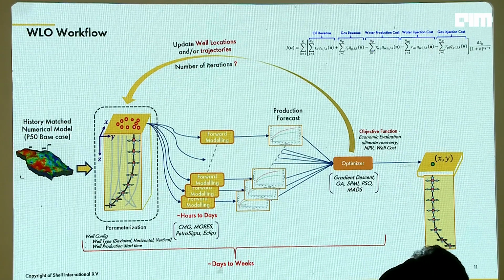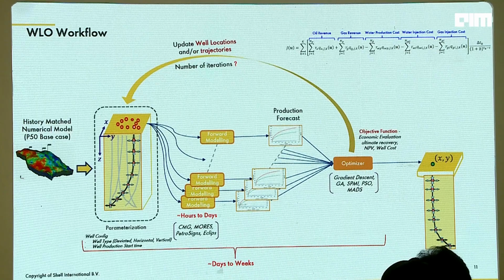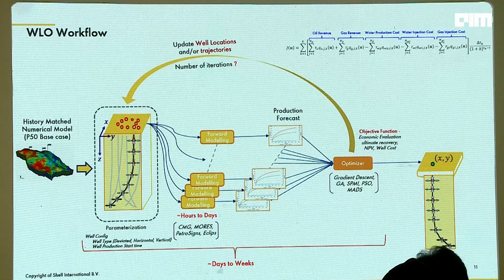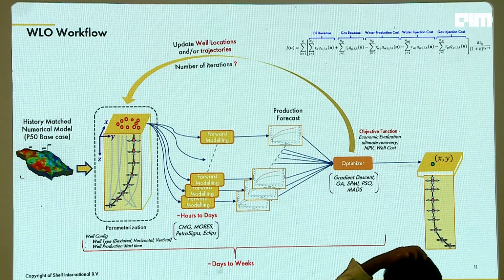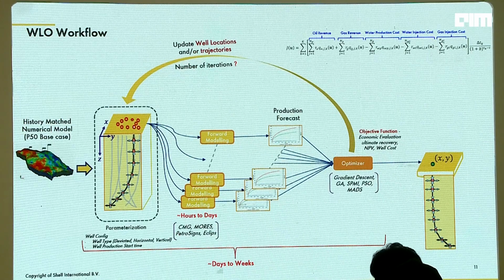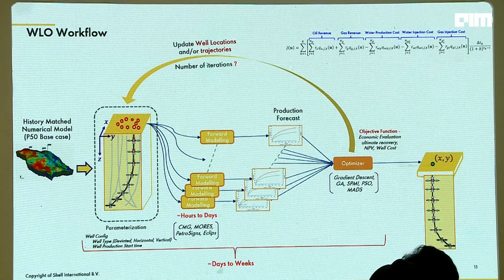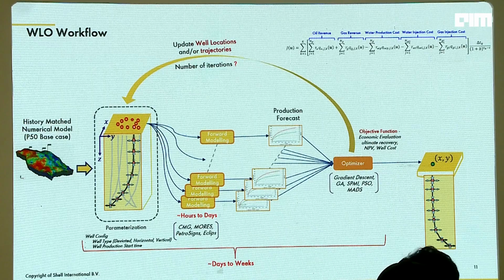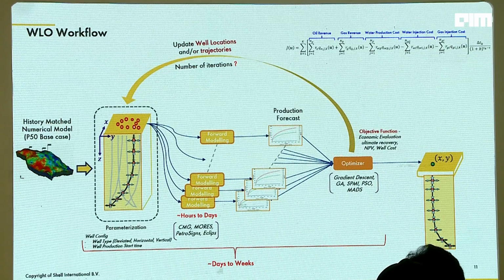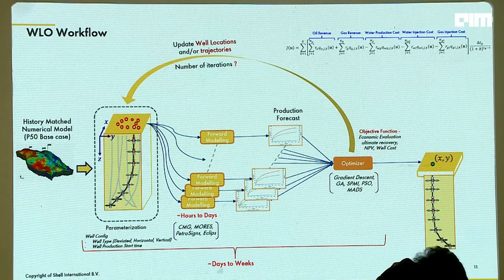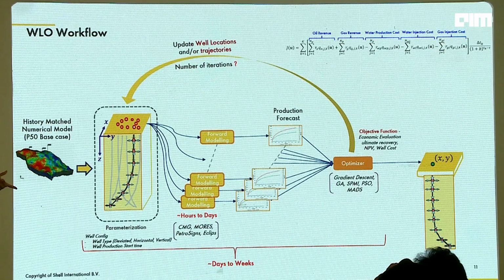You can see that the cost function on top is the oil revenue, gas revenue, water production cost, water injection cost, and gas injection cost. That's my cost function. Based on that, I try to decide whether my choice is right or whether I should reiterate my entire search. So in this entire workflow, what you probably see is a number of iterations and then forward simulations.